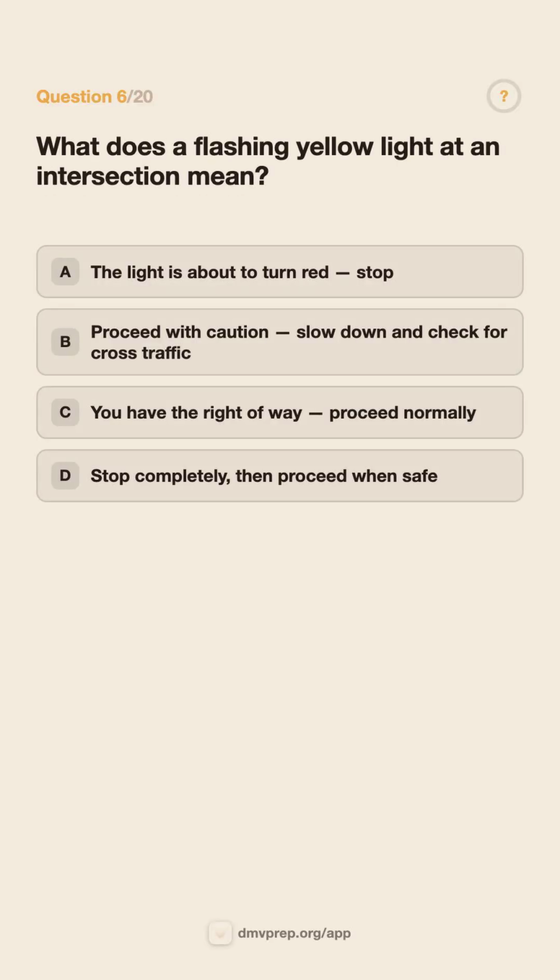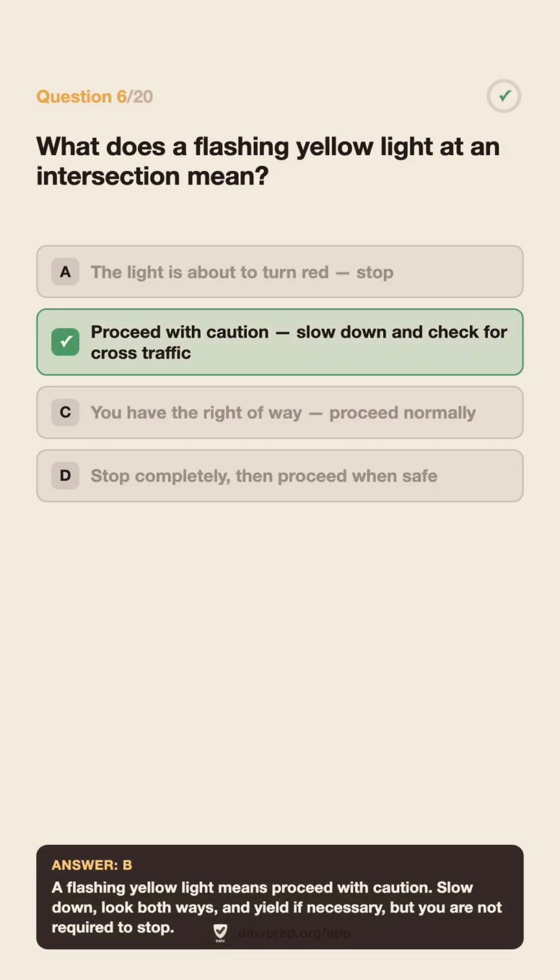Question 6. What does a flashing yellow light at an intersection mean? A. The light is about to turn red, stop. B. Proceed with caution, slow down and check for cross traffic. C. You have the right of way, proceed normally. D. Stop completely, then proceed when safe. The correct answer is B. A flashing yellow light means proceed with caution. Slow down, look both ways, and yield if necessary, but you are not required to stop.